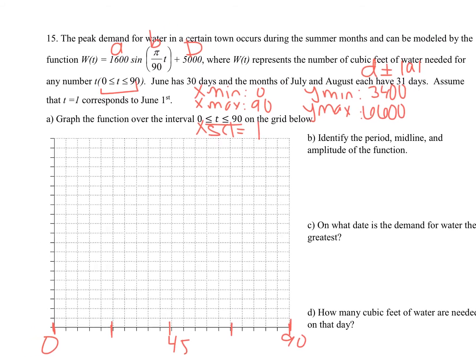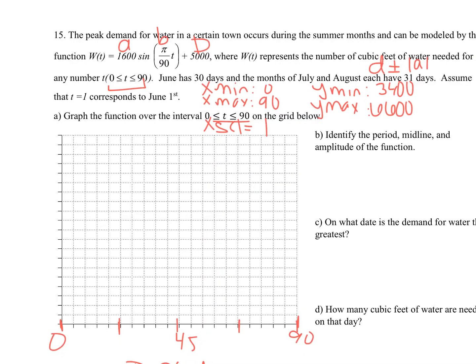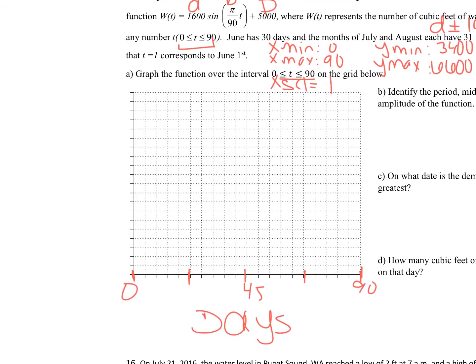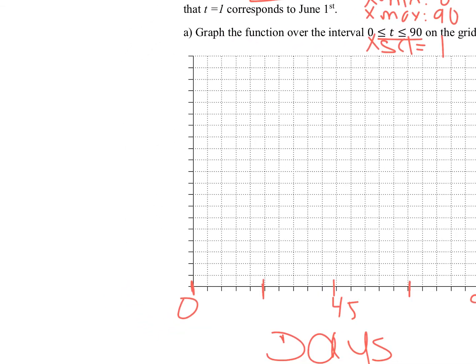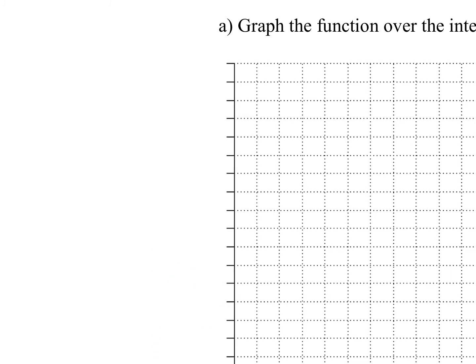W(t) represents cubic feet, and then 30 days, and t equals 1 is June 1st. So yeah, this is days. Okay, now my y-axis. I'm going to break this right here with a little squiggle. Looks really good. I'm going to make this bottom part 3,400 because that's the min that we got, and then I'll make the very tippy top 6,600.